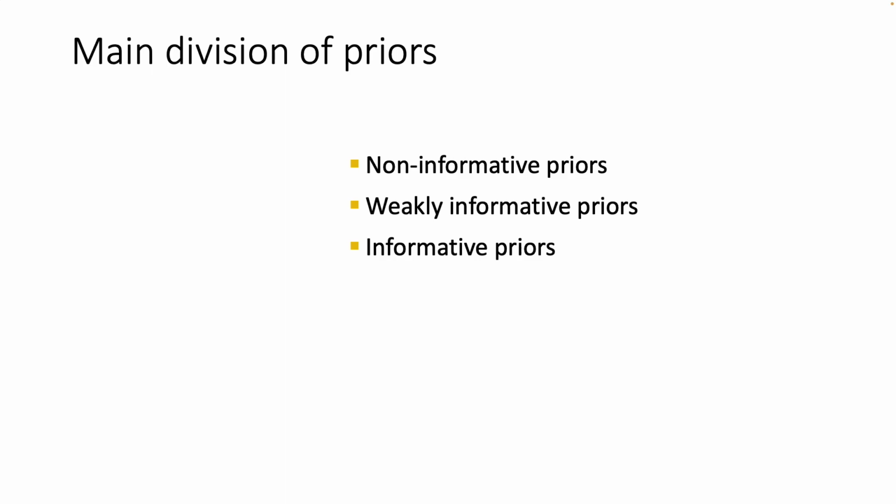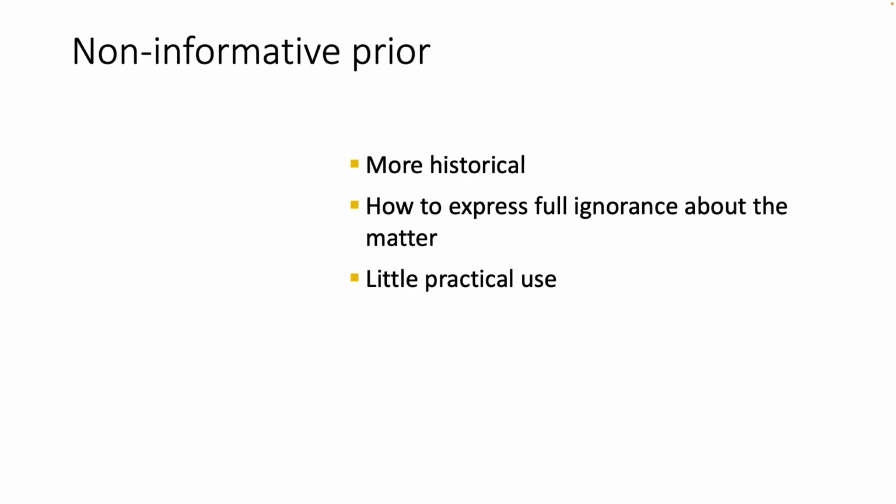Priors can be divided into three main categories. There are different divisions, there are different specializations, but those are the main divisions that we cover today. First of all are non-informative priors. Second are weakly informative priors, and third one are informative priors. So like generally a simple thing. Non-informative priors are generally a piece of history.